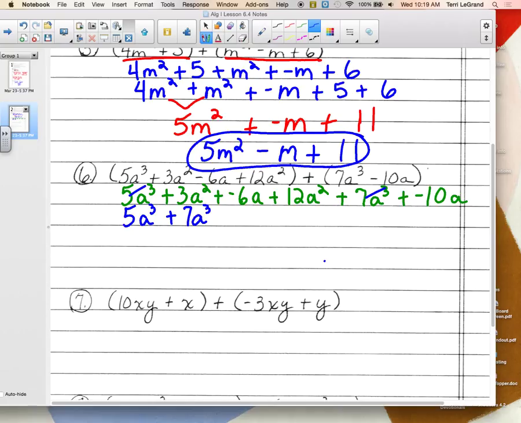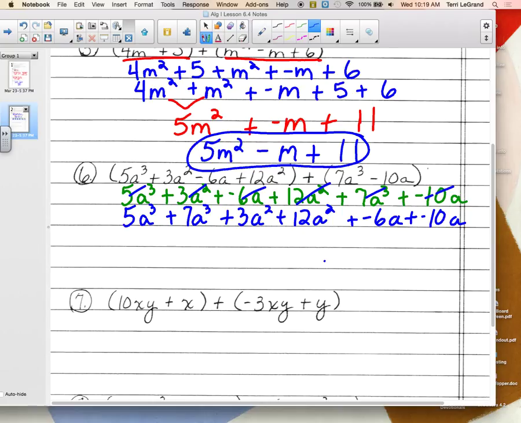The a squareds. So I've got a plus 3a squared, I've used that up, and then we've got a plus 12a squared. Any other a squareds? No. So what would be next? The a's, which are negative 6a and negative 10a. Okay, so I used that one. Is there any monomial term left that we did not account for? Looks like we've got them all.